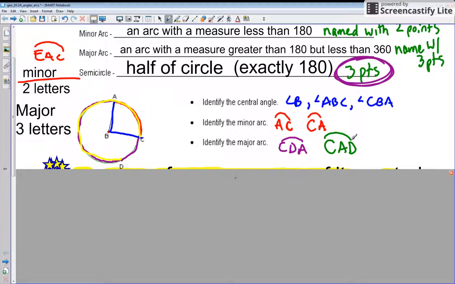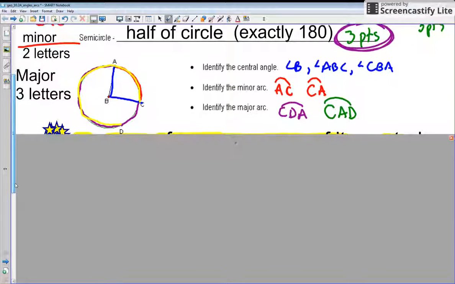All right. So there we have the difference between minor arcs and major arcs. Minor arcs less than 180, major arcs more than 180, but not quite 360. And the way we should name them is with 2 points for minor arcs and 3 points for major arcs.